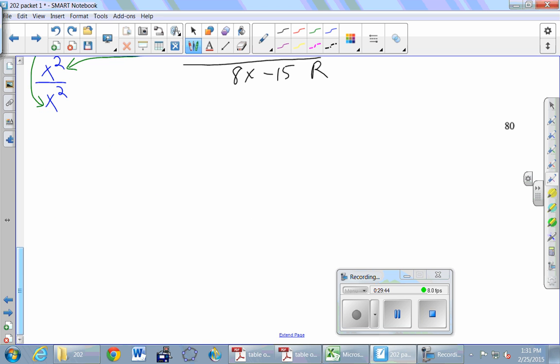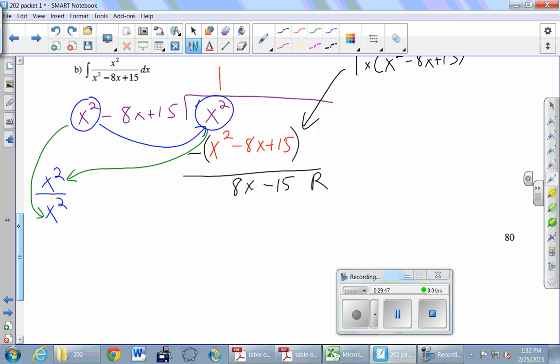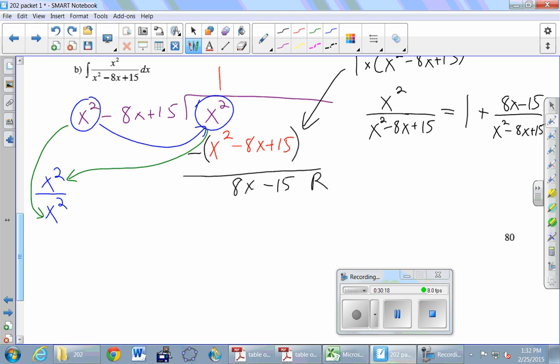So let's put it right up here, actually. Okay, so here's what we just discovered: the original integrand, x squared over x squared minus 8x plus 15, is exactly equal to, how many times did the outside guy go into the inside guy? Once, plus some remainder. What was the remainder? 8x minus 15, but it's a remainder out of a certain whole. What was the whole? It's x squared minus 8x plus 15. That's what we just discovered.